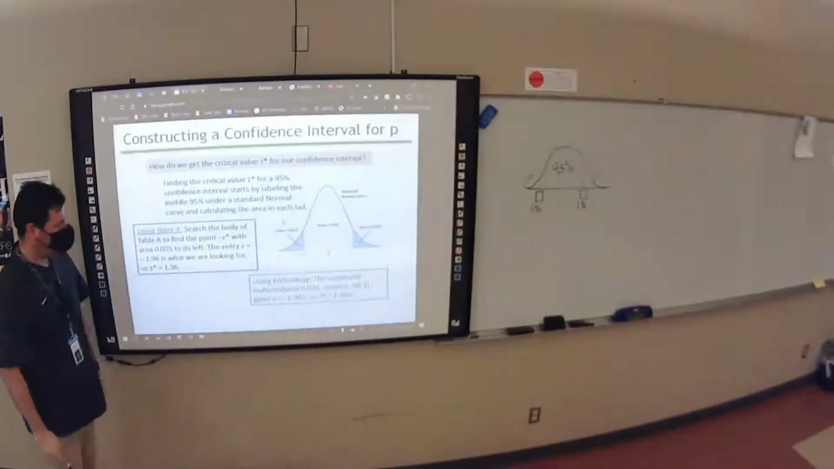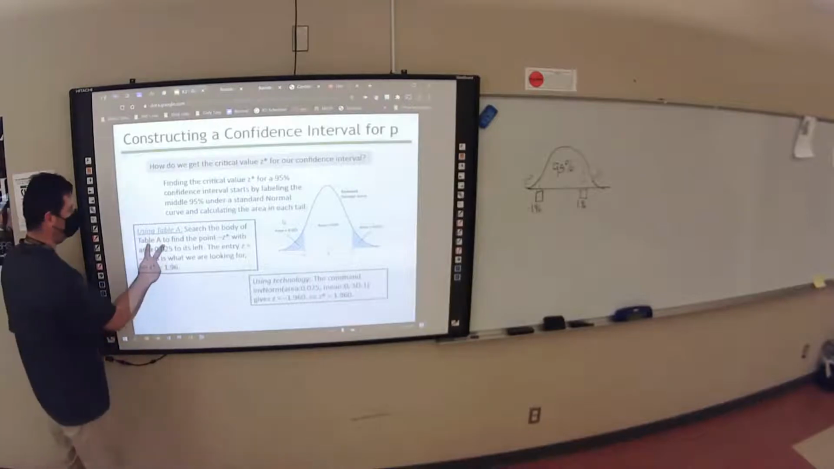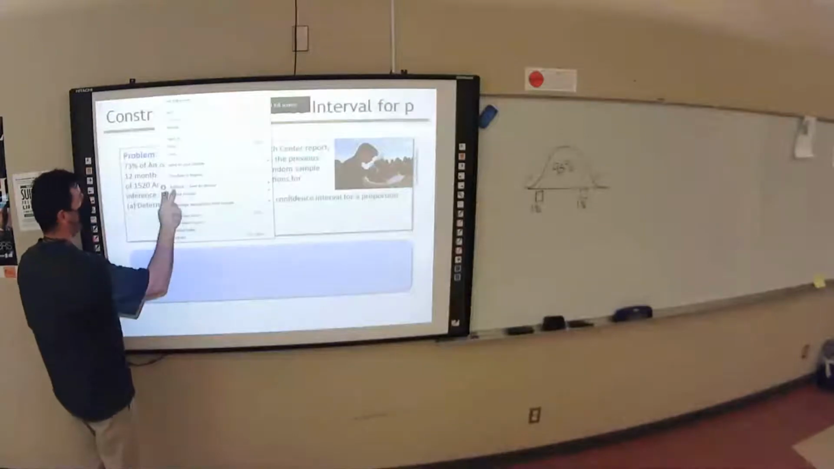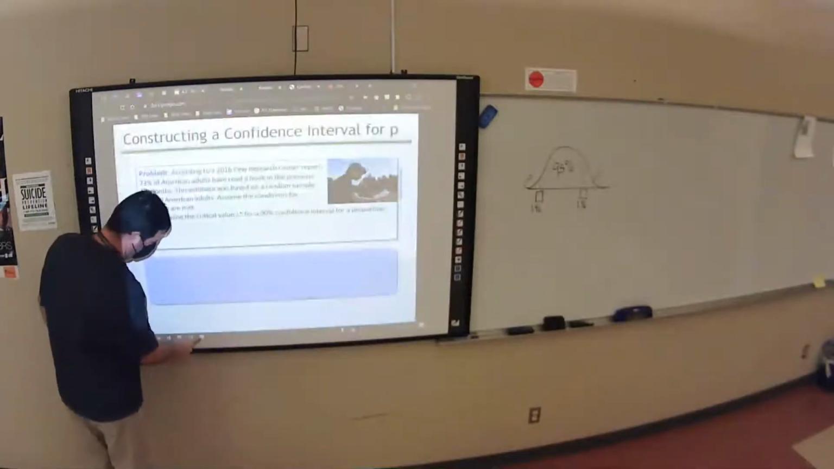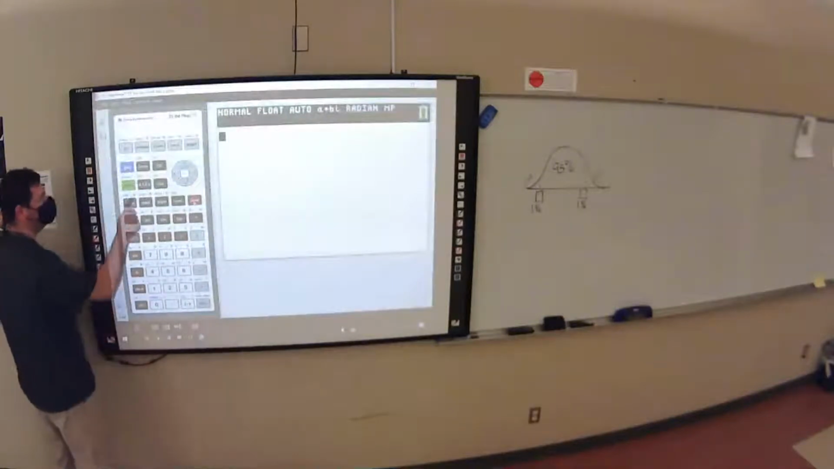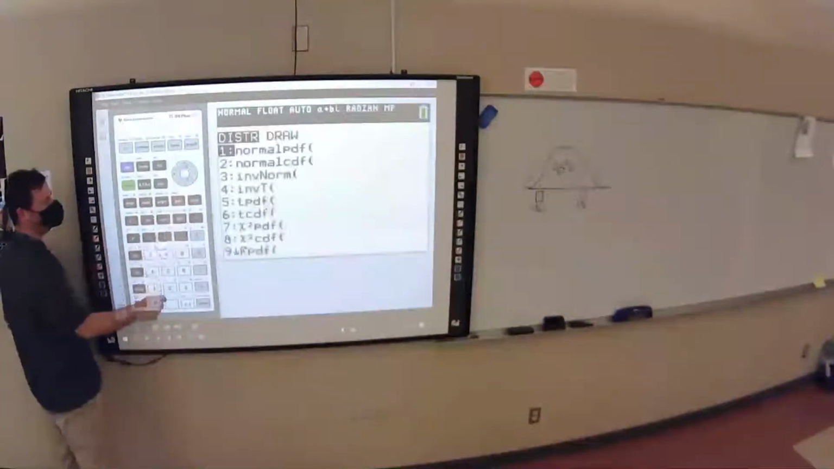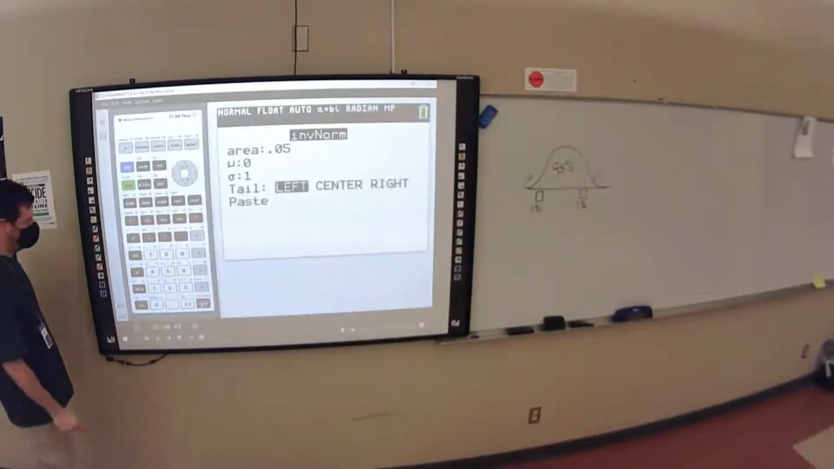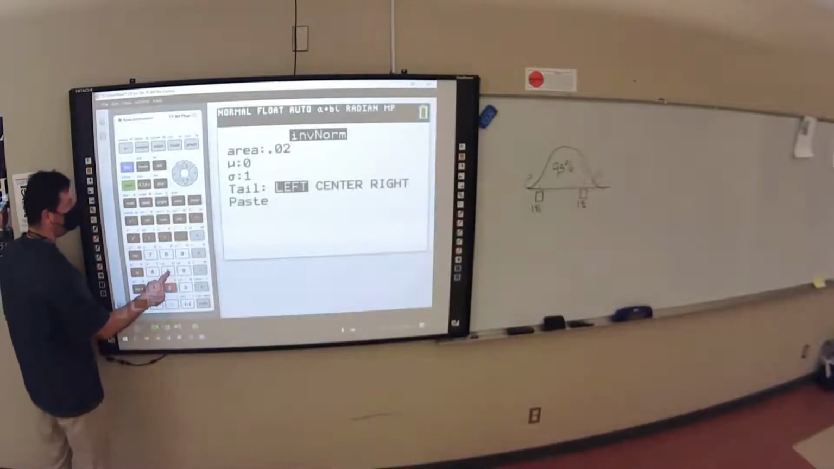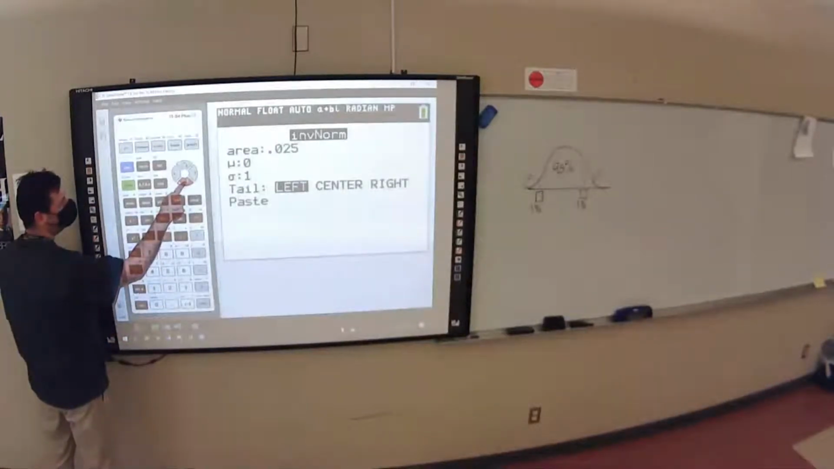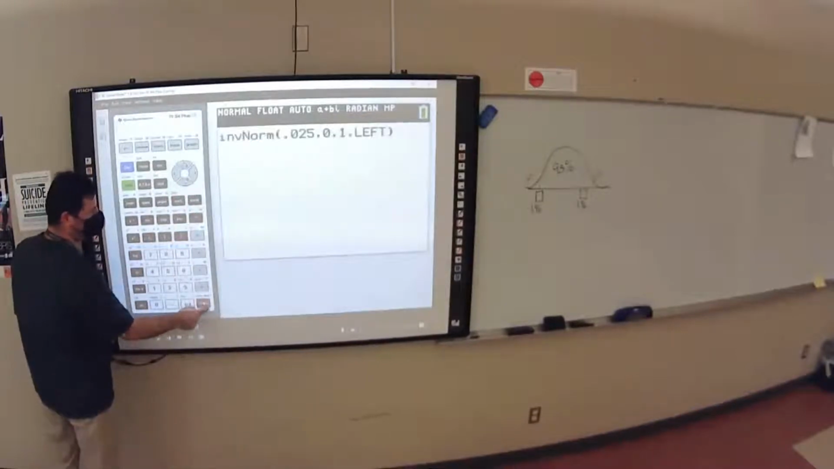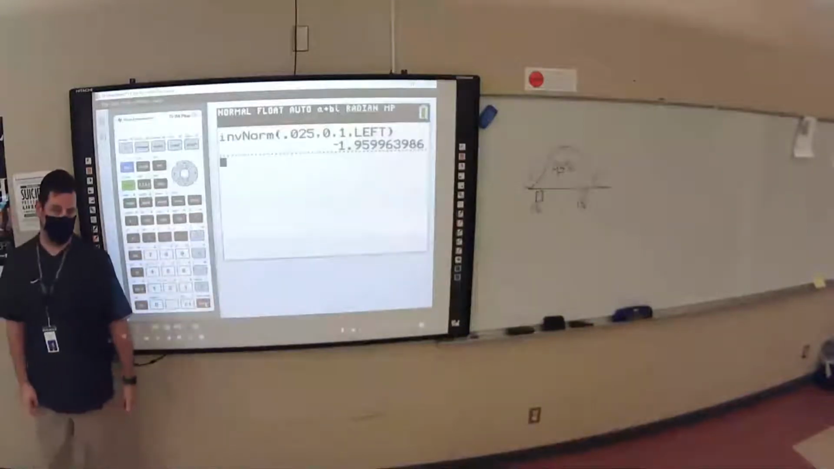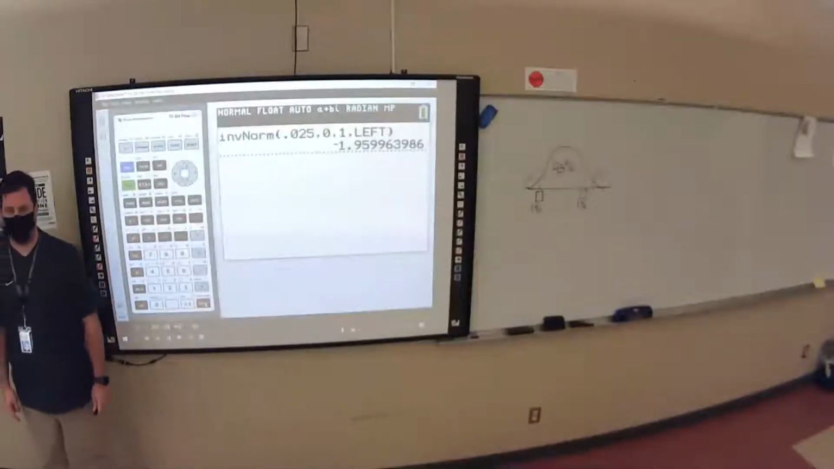And if I look it up on my calculator, here's my calculator, clear, second distributions, and we go down to inverse norm. And that's where we'll punch in 0.025, 0, 1, because I'm looking for the z-score. And there's that negative 1.96, or negative 1.95 if you want to be a little bit more accurate.